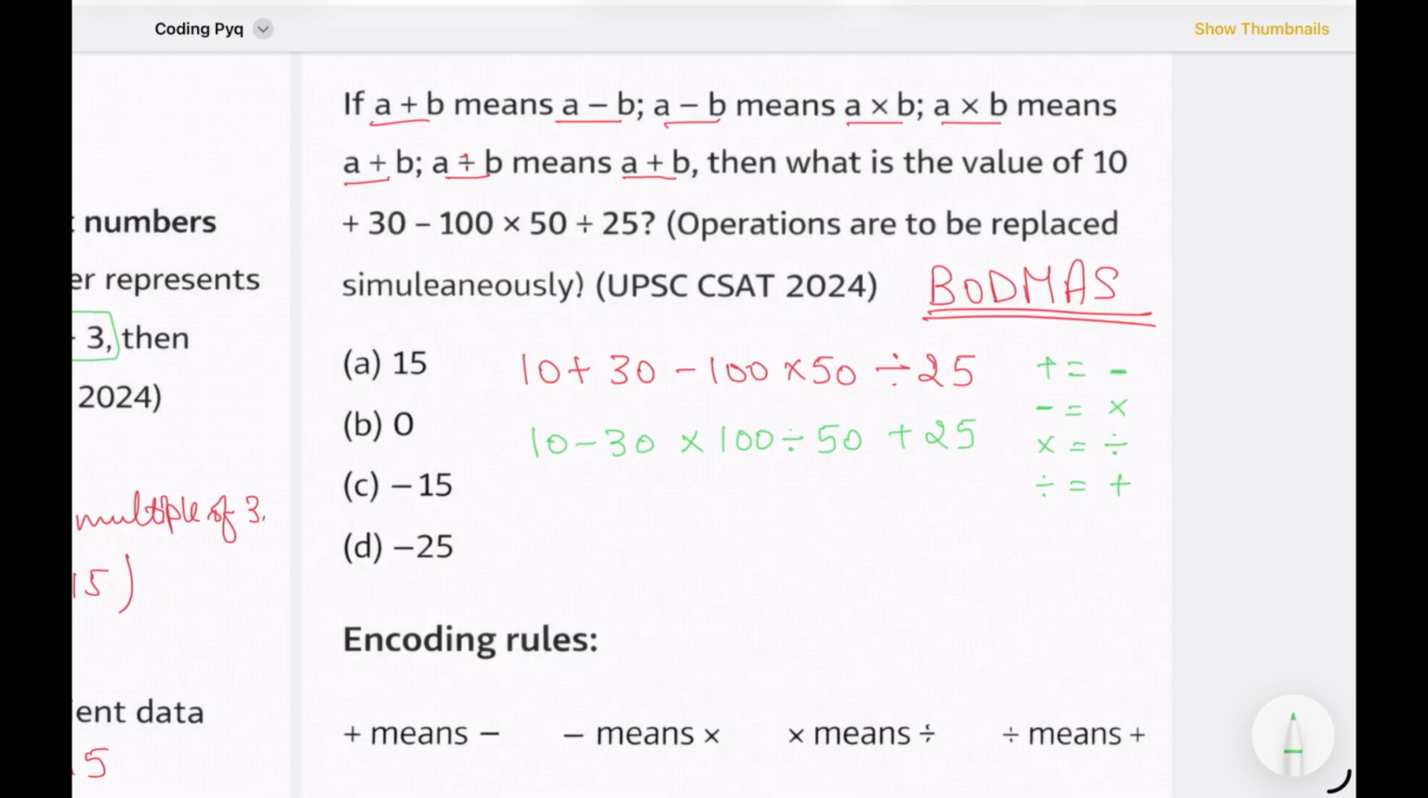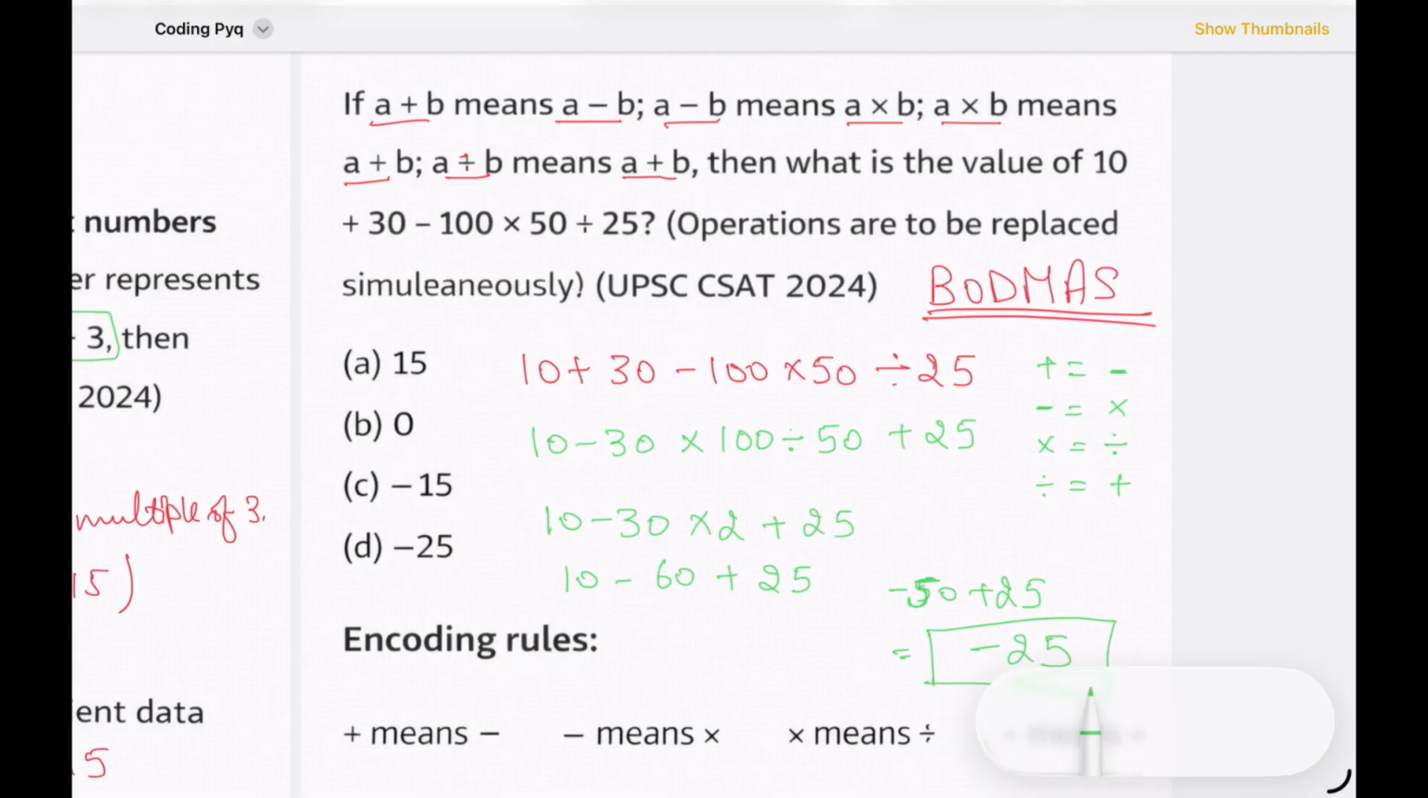Okay. 10 minus 30 into 100 divided by 50, that is 2, plus 25. 10 minus 60 plus 25. 10 minus 60, that is minus 50, plus 25 is equal to minus 25. So minus 25 will be the correct answer. Option D is the correct answer.